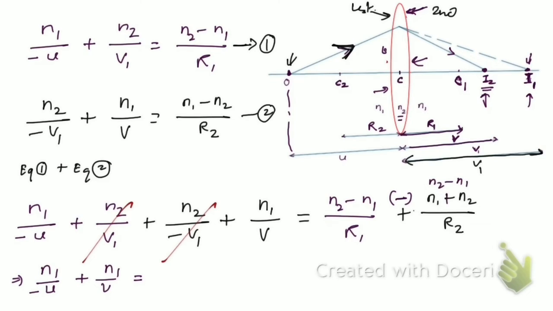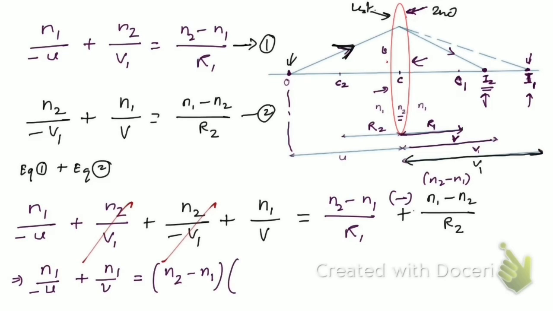This negative term will be positive and the positive term will be negative, right? So hope you have understood this. Then we can take n2 minus n1 common. On taking the negative sign common from this term, this plus will be minus. Okay, then we can take n2 minus n1 common.